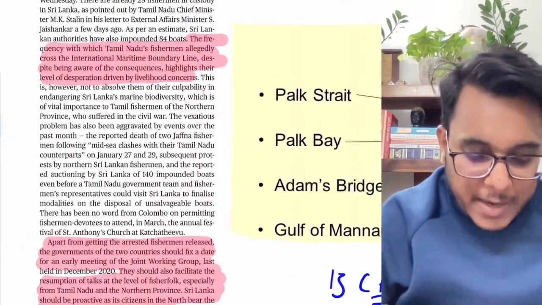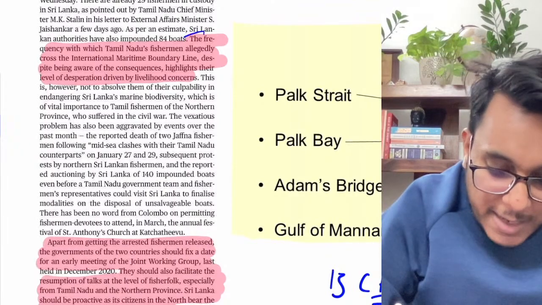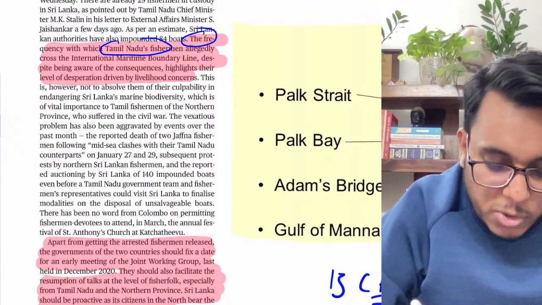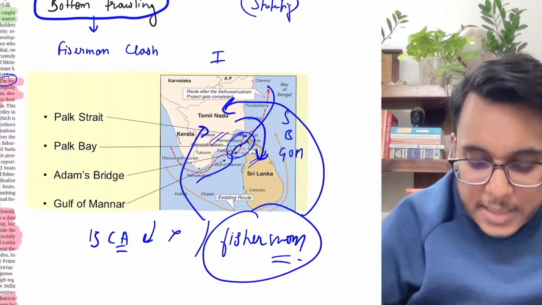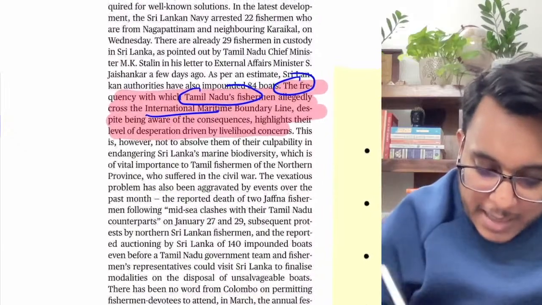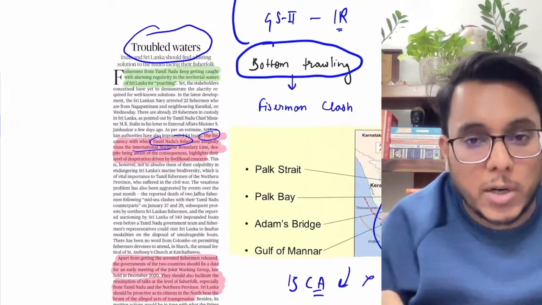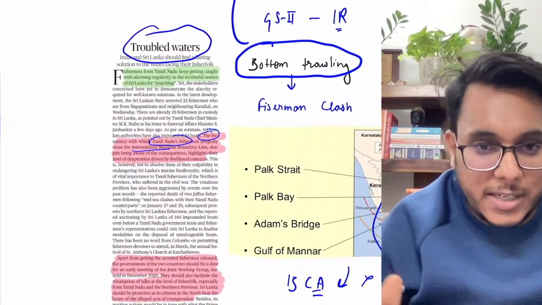Is it clear? Fine. Now it is also seen that very frequently the Tamilian fishermen also cross the international maritime boundary line. The international maritime boundary line is there in between, so it is crossed and they go into the territorial waters of Sri Lanka, and there they are arrested. Clear?